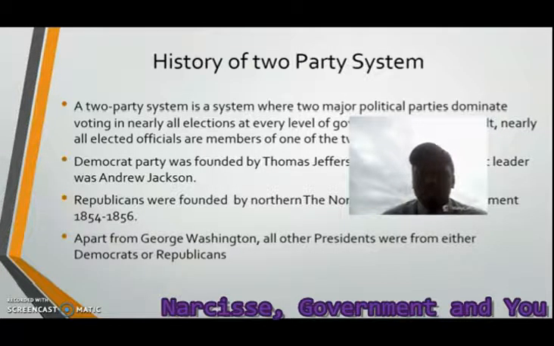Democrat Party was founded by Thomas Jefferson, and in 1828 the first leader was Andrew Jackson, the leader of Democrat Party. However, Republicans were founded by the Northern Abolitionist Movement in 1854, between 1854 and 1856. From that time, all elections are won by the candidates from those two bigger parties.